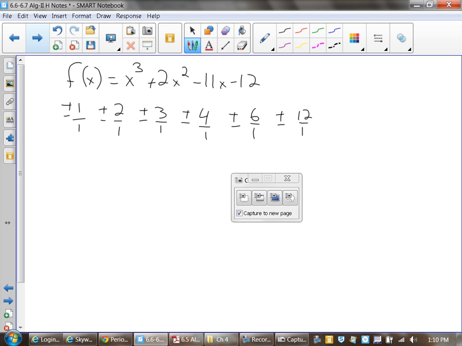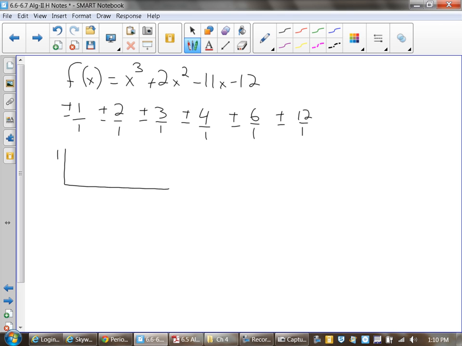Now comes the fun part. Fun. Did you know math was fun? In this case now, I have to figure out where my zeros are. So, pick 1 to start with. And you're going to synthetically divide to find your zeros. Start with 1. Wait, is there a faster way to do it than guess and check? This is the fastest way to do this.